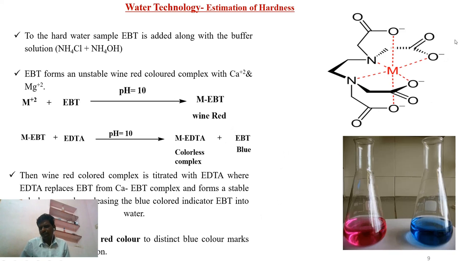This is the structure of the metal EDTA complex. Here the oxygen and nitrogen atoms present in this EDTA can form coordination bonds with metals. This is called a metal EDTA complex. So here the color change is shown. This is the metal EBT complex, and this is the metal EDTA complex with free EBT. Actually, metal EDTA is colorless, and EBT is blue in color. So after EBT comes out from the metal EBT complex, it shows its original blue color.